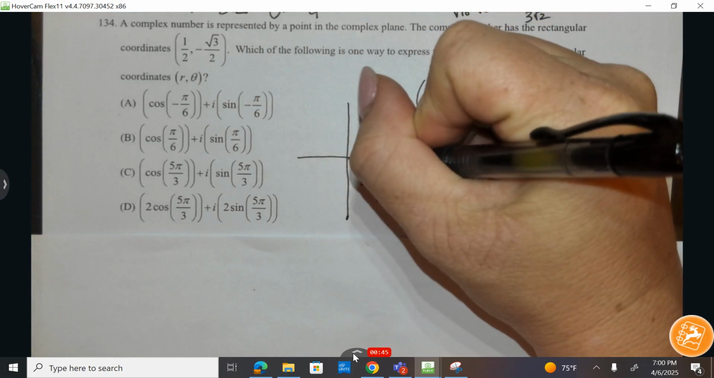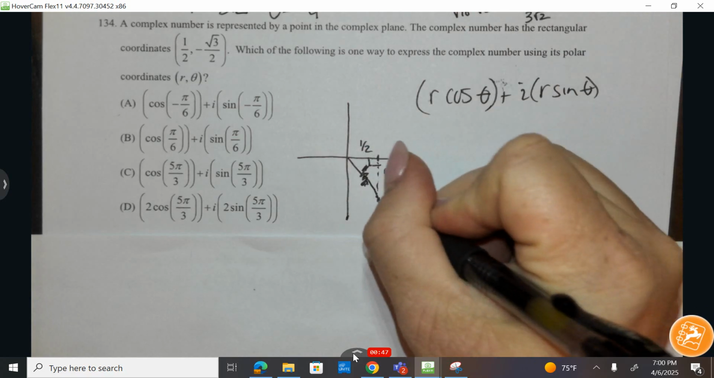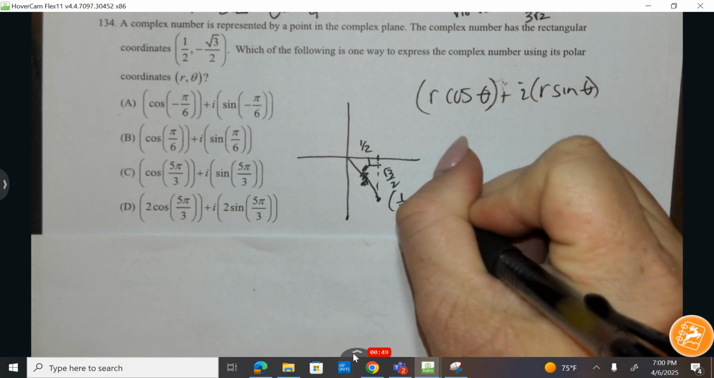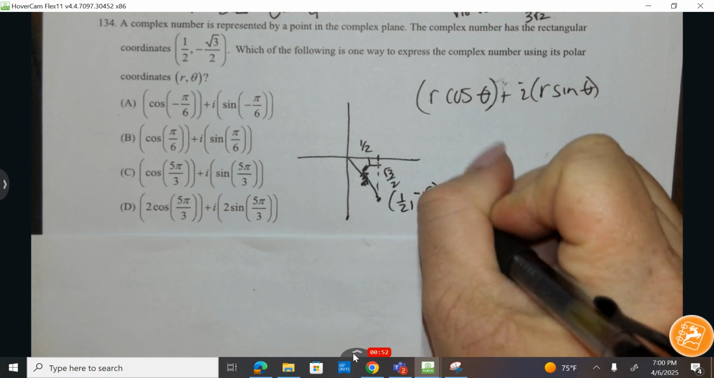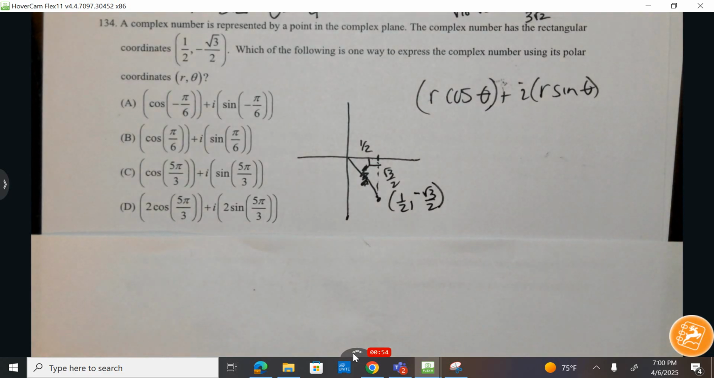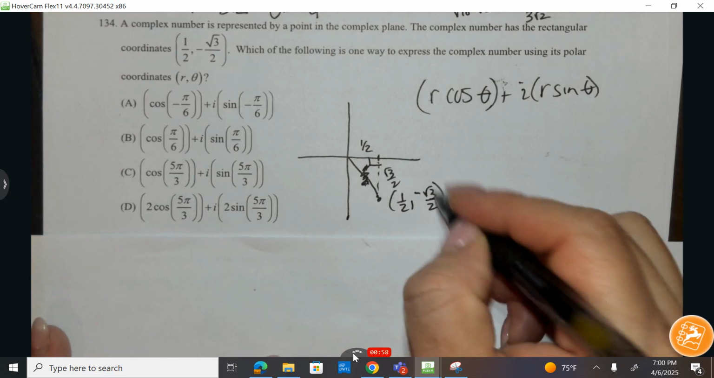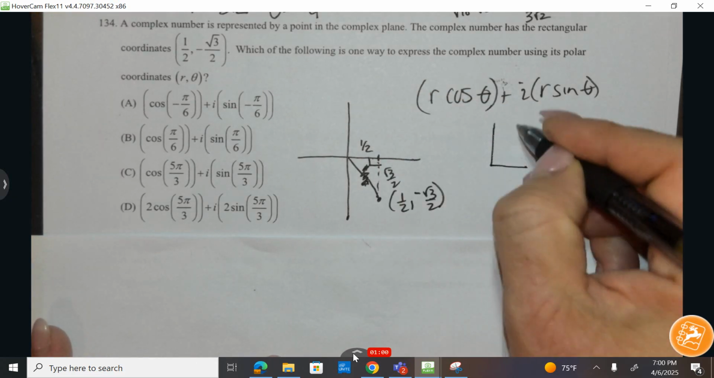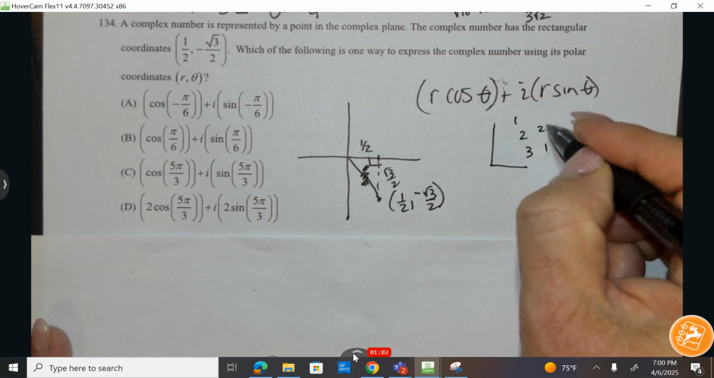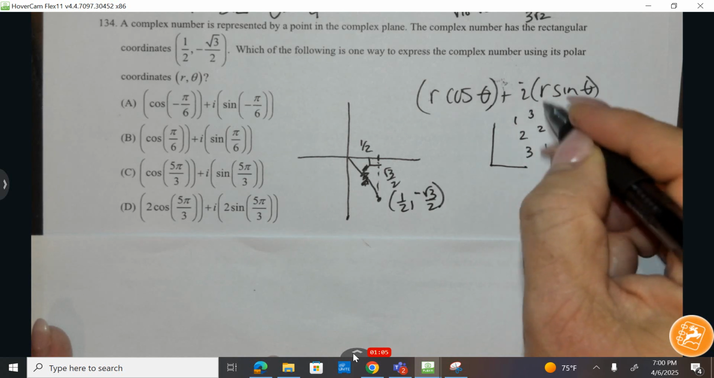Okay, so I'm going to go down here, and then I'm going to write down these coordinates. This is 1/2 and negative radical 3/2. Now, here's where I believe understanding your unit circle can save us some time. So I want to relate this up to the first quadrant: 1, 2, 3.